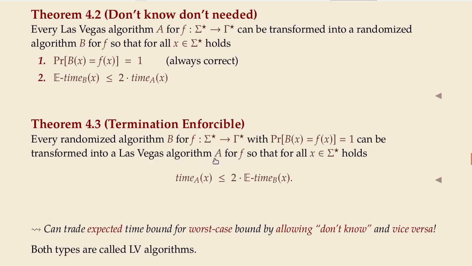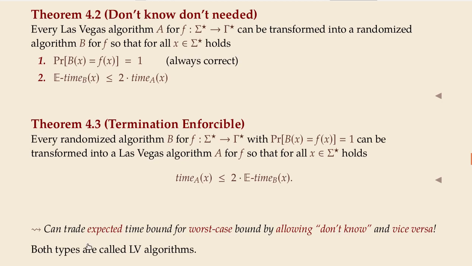But then A again can return the question mark, I don't know, but never more than half of the time. So we can trade expected time for worst case time bounds, but then we have to allow the "don't know", and we can go back.